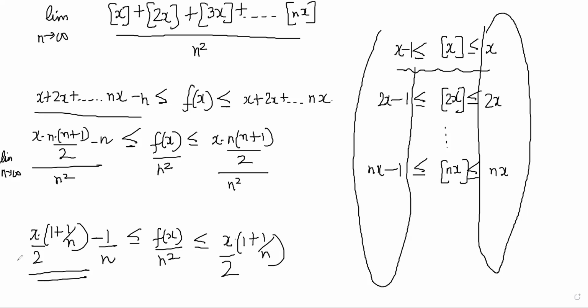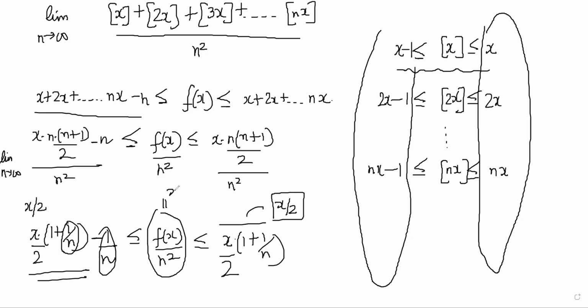And when you take the limit n to infinity, this term will disappear, this term will disappear. So this is x by 2 and this is also x by 2. So the middle limit has to be x by 2, right? So this is an example where you can make another sandwich theorem type of situation. So okay, so sandwich theorem is this.